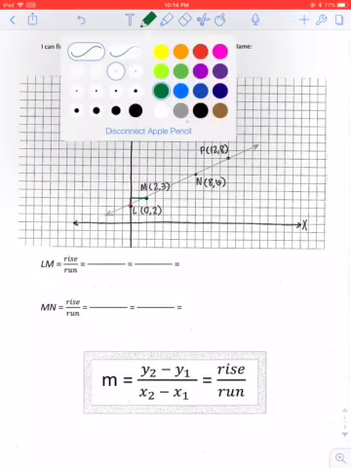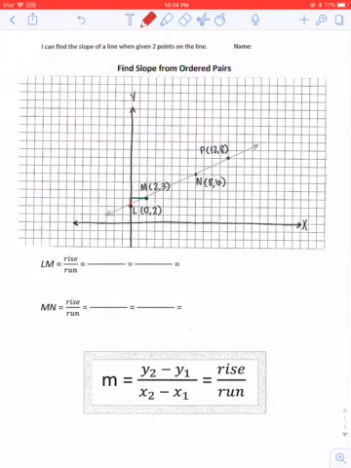So what I'm really doing when I'm finding the rise values is finding the change in y. So when I look at these 2 ordered pairs, I have 2, 3, and 0, 2. And to find the change, I'm going to subtract my y values. So I'm going to do 3 minus 2. And I would find the difference or the change between those 2 values. And I would get 1.